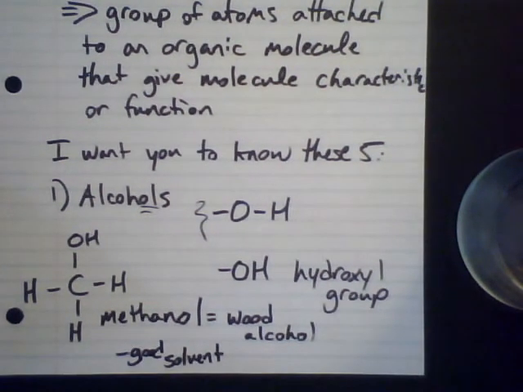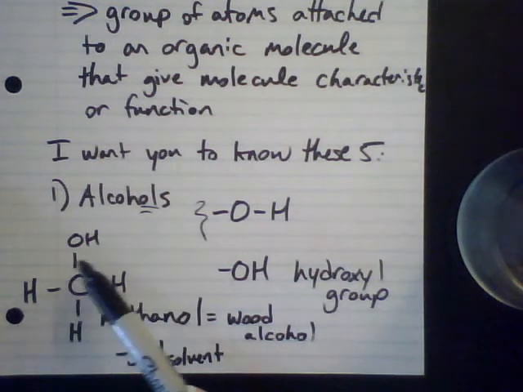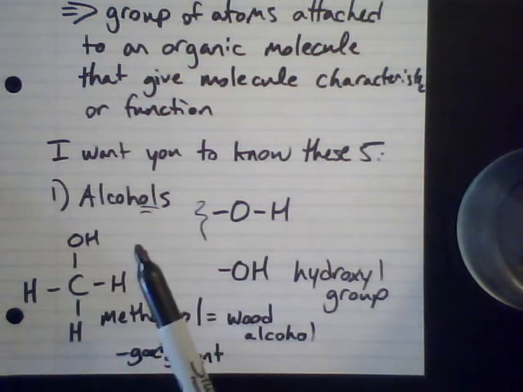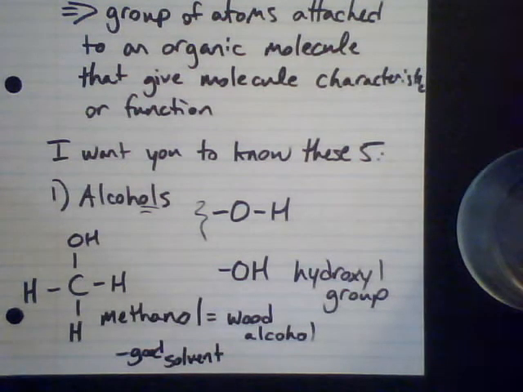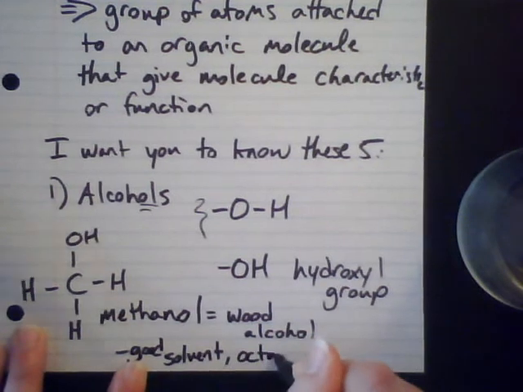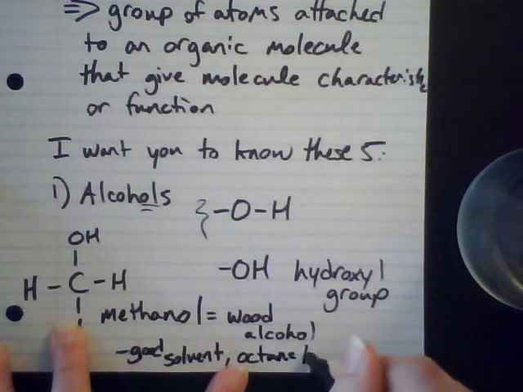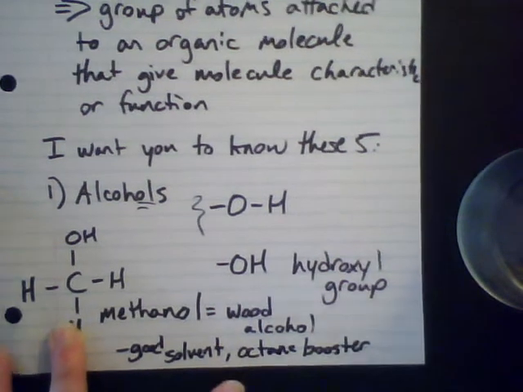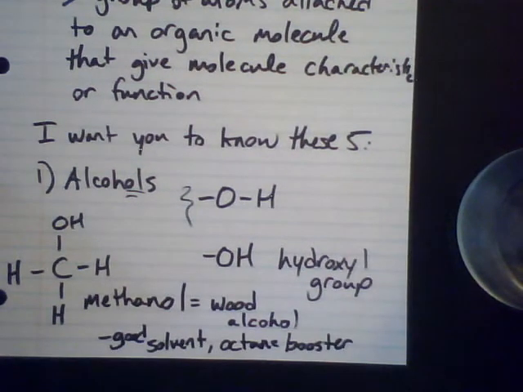And like our solutions chapter, we talked about things that dissolve other things well. It's a good solvent. Part of the reason for that is this alcohol group. This alcohol group can do hydrogen bonding when we were talking about intermolecular forces, so it dissolves things pretty well. And it's also used as an octane booster in your gasoline. And while it's doing this octane boosting, it also acts as an anti-icing agent. So that means that it prevents your gasoline from freezing. So that's kind of a useful thing as well.